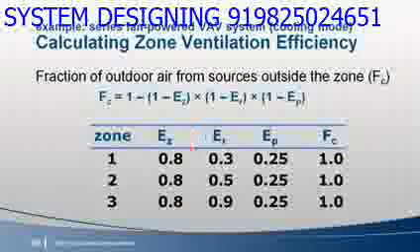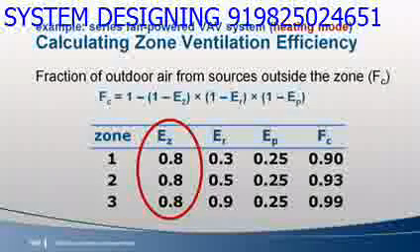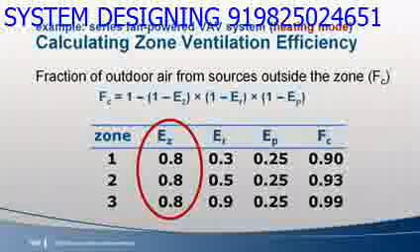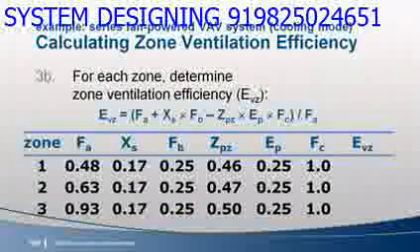Now note that if we were to analyze this same system during the heating mode, E sub z might be 0.8 rather than 1. This would indicate that some of the discharge air is bypassing from the supply diffuser to the return grill. And then F sub c would be less than 1. But we'll keep going on our example calculations for the cooling mode.